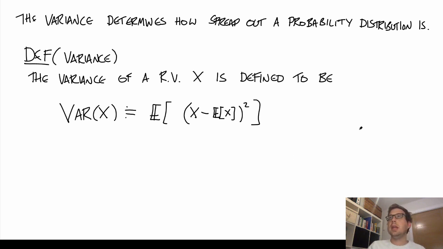So what's that doing? Let's suppose my random variable lands at some point x, and then I look at how far away that random variable was from where I thought it was going to land, the average place that random variable would land. When I square it, that gives me some notion of the distance from x to its mean.